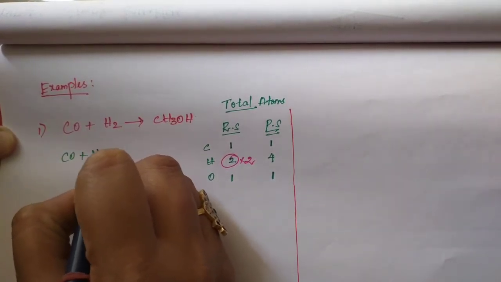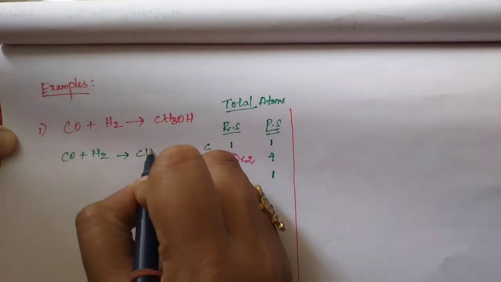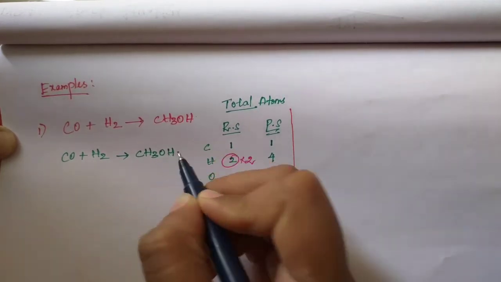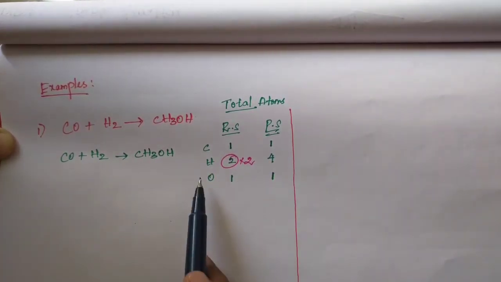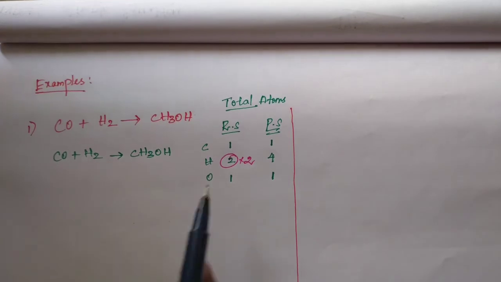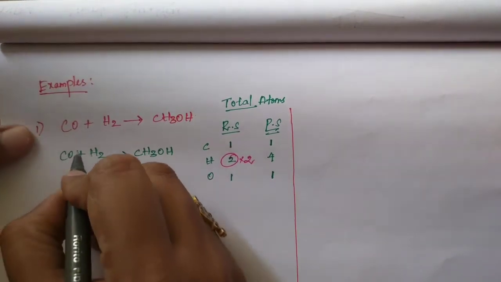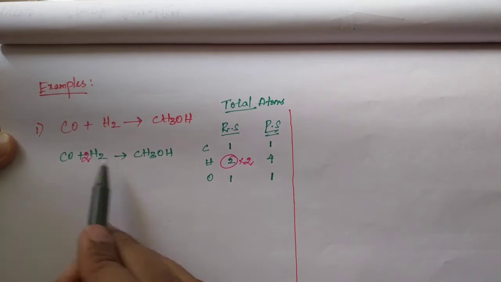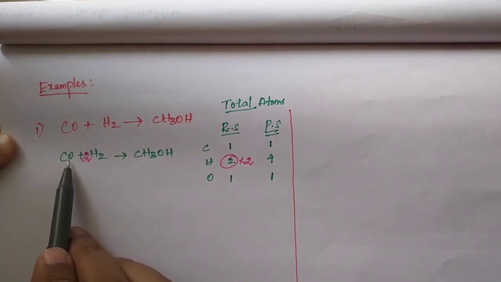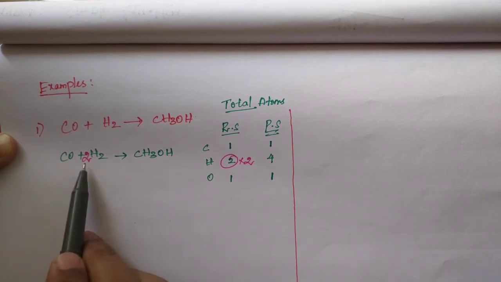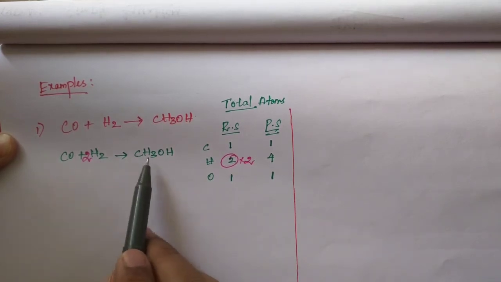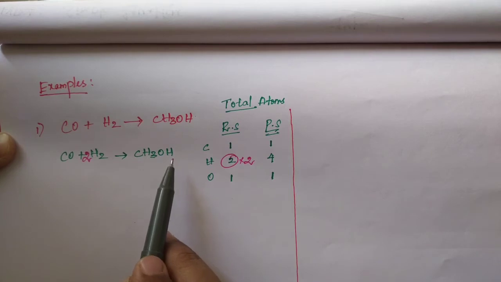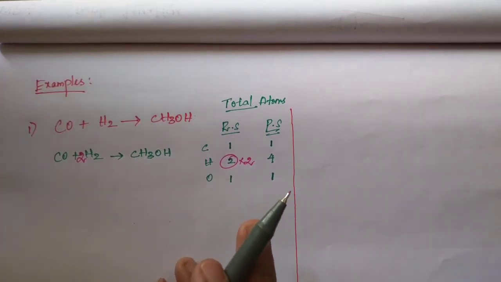CO plus H2 gives CH3OH, means only you have to multiply the hydrogen by 2. Now see students, count the number of atoms. Carbon 1, here also carbon 1. Here oxygen 1, here also oxygen 1. Here total 4 hydrogens, here also 3 plus 1, 4. So now this equation is balanced.